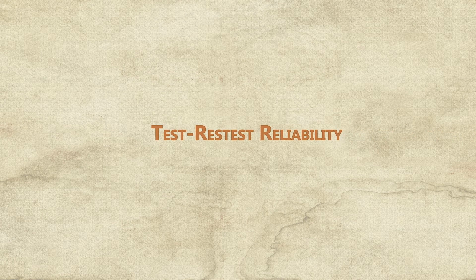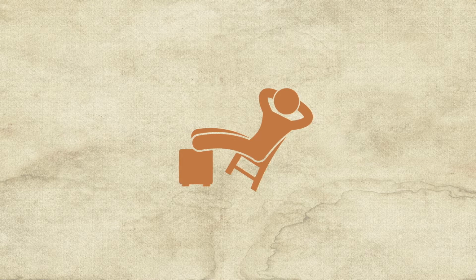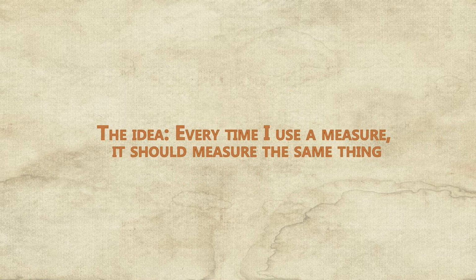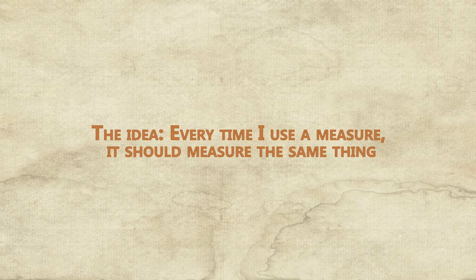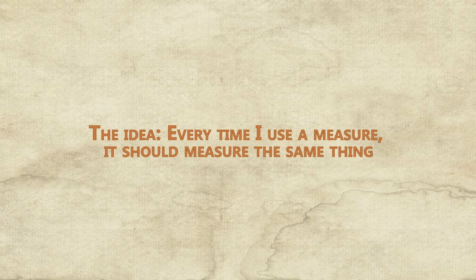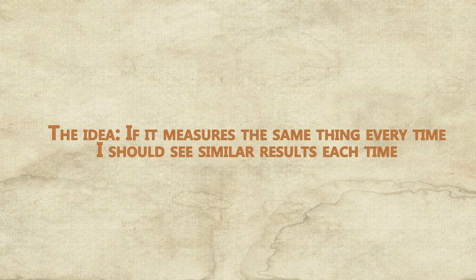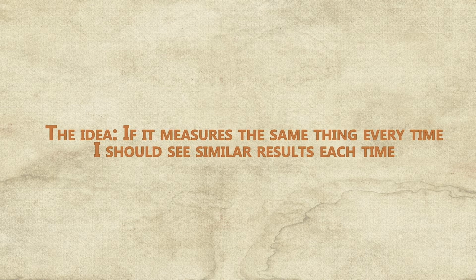Test-retest reliability is one of the most commonly discussed forms of reliability. It is among the easiest to understand. The idea is this: if I use a measure once and claim that it measures some latent variable or construct at that time, then if I use it again in the future, it should still measure that same construct, and I should see similar results on that measure.